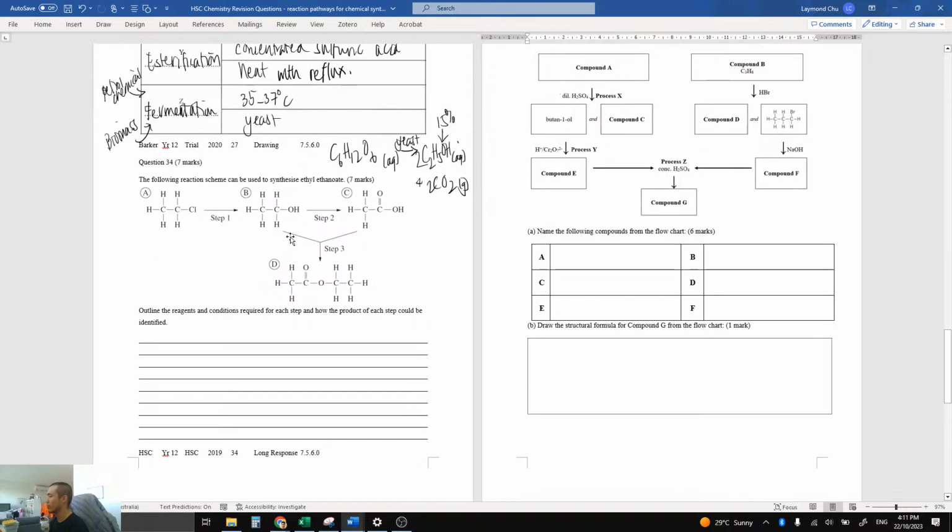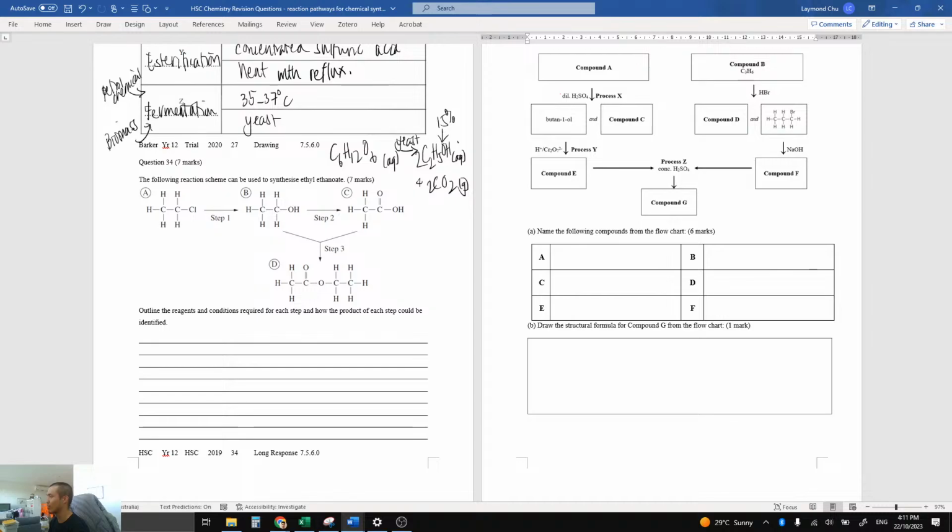Question 34, 2019 HSC. Lovely. Hopefully you get something simple like this. The following reaction scheme can be used to synthesize ethyl ethanoate. Outline the reagents and conditions required for each step and how the product of each step could be identified. Okay, great. So the product of each step.